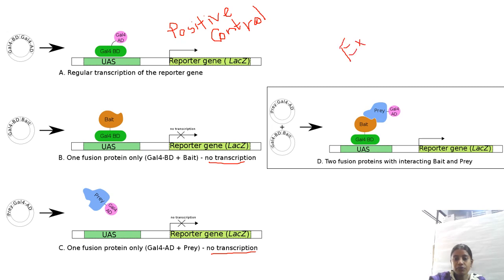And in the actual experiment, if you see the vectors with the activation domain fused with protein X, and the bait vector having the binding domain fused with Y protein, if they are co-transformed into the yeast, and if the bait binds with prey, that is, if protein X and Y are interacting, then only the functional Gal4 is formed. So that is why the yeast two-hybrid system is very useful to study protein-protein interactions.